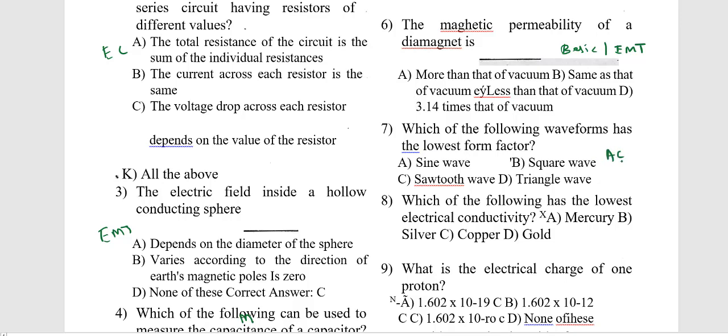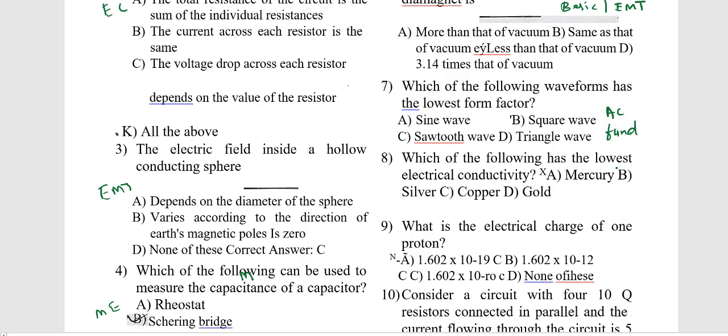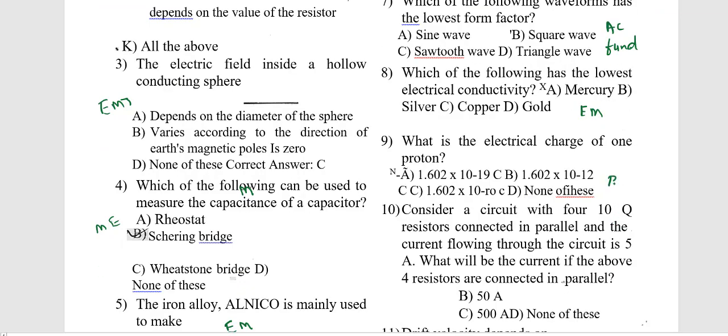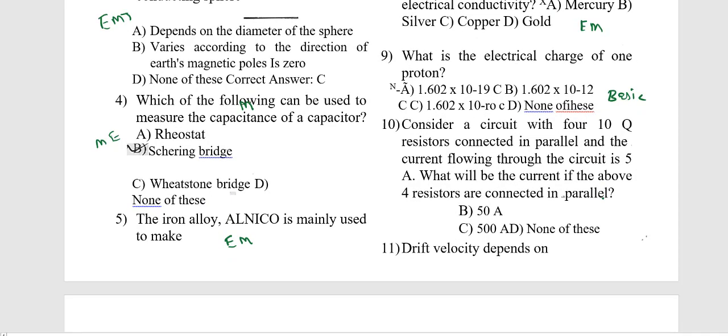AC fundamentals, alternating current fundamentals. Next question, again this belongs to electrical materials. Next, this is also a basic question. We know that an electron's charge is equal to a proton's charge, so directly we can give the answer as A. Next, the 10th question, again this is electrical circuits or network analysis.